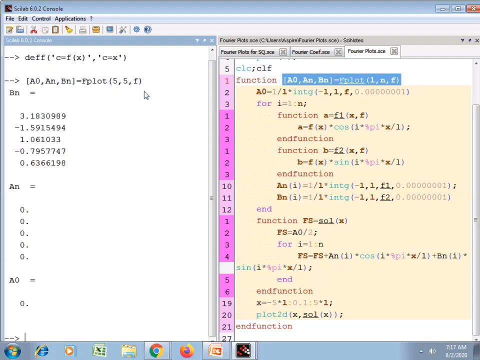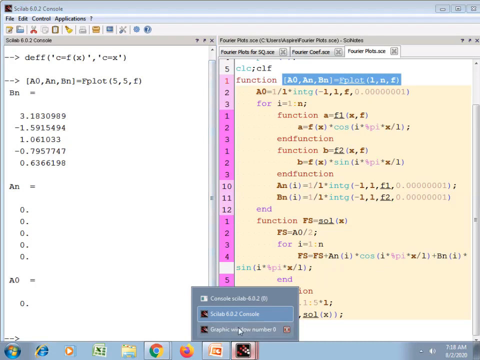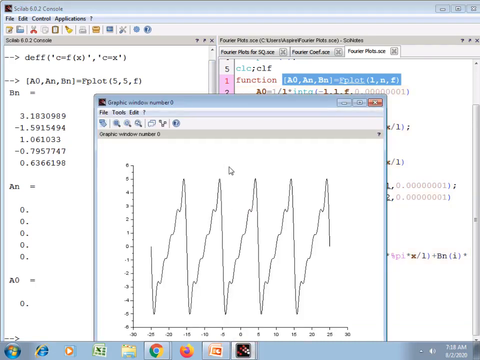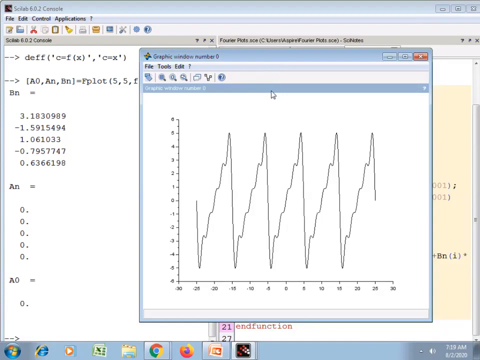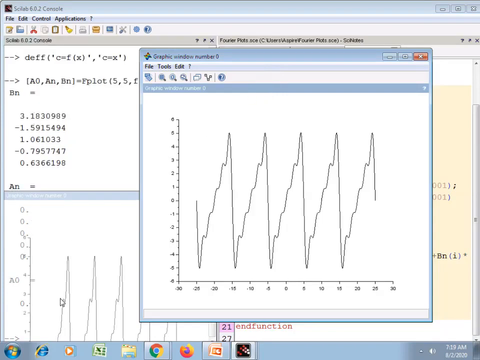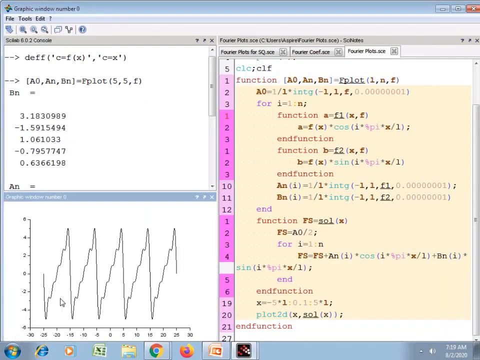Now enter. So these are the Fourier trigonometric coefficients, and this is the graphics window. I will dock this graphics window into the console so that we can simultaneously see the Fourier coefficients and the Fourier plot. So here in the sawtooth waveform, this part is not that smooth.